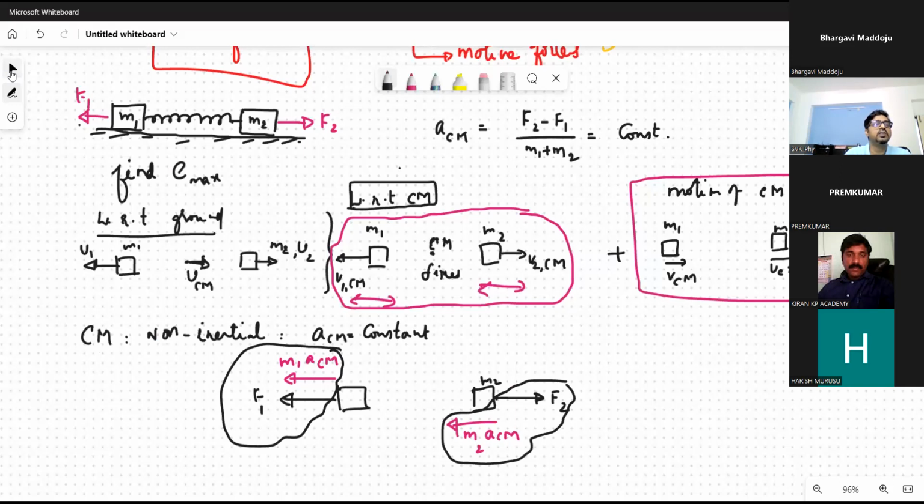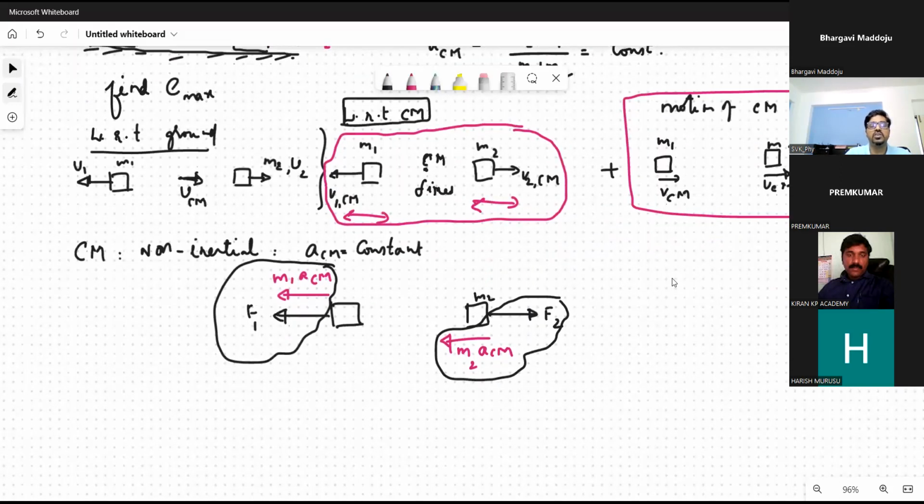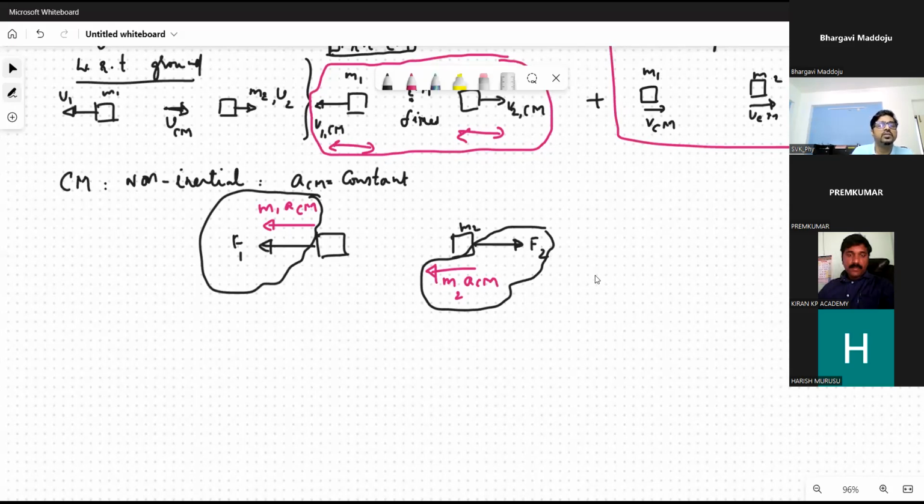Because with respect to center of mass, net force has to be 0, including pseudo force. Center of mass is not moving, no? So just calculate F1 plus M1 into ACM. F1 plus M1 into ACM is F2 minus F1 divided by M1 plus M2. It's a very standard result you will get.